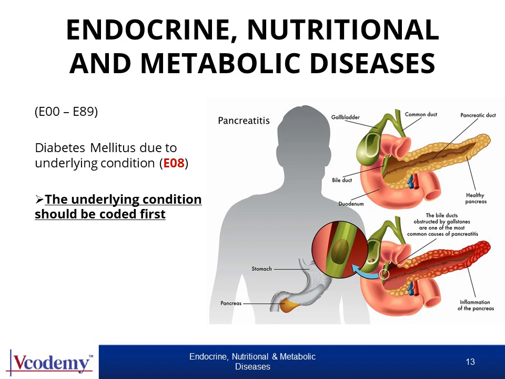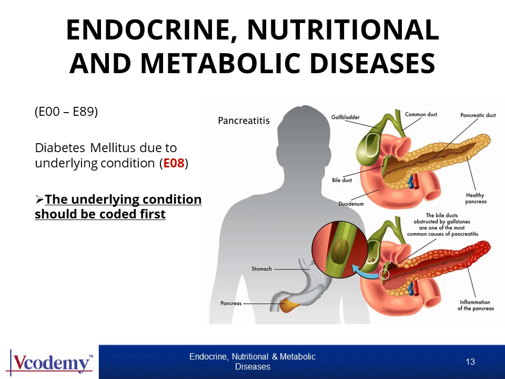The underlying condition, for example, diabetes mellitus due to underlying condition with diabetic chronic kidney disease, which is causing the DM. So E08.22, use the additional code to identify stage of the chronic kidney disease, N18.1 to N18.6. So you go to the code range N18 and select the stage of the CKD. So remember, the underlying condition here, for example CKD, should come first, and then the type of diabetes mellitus.